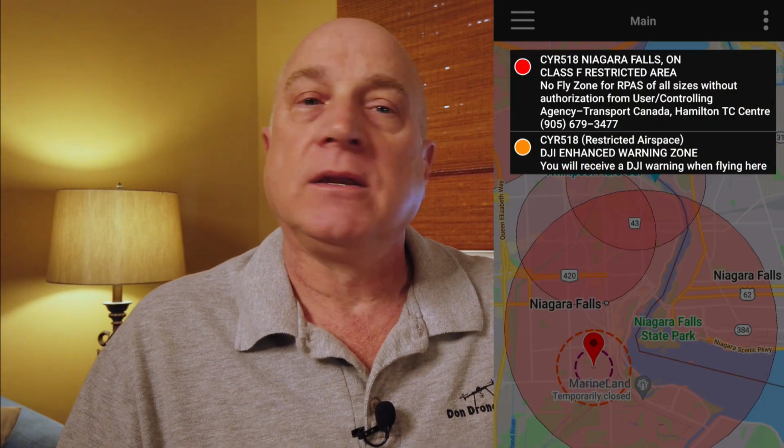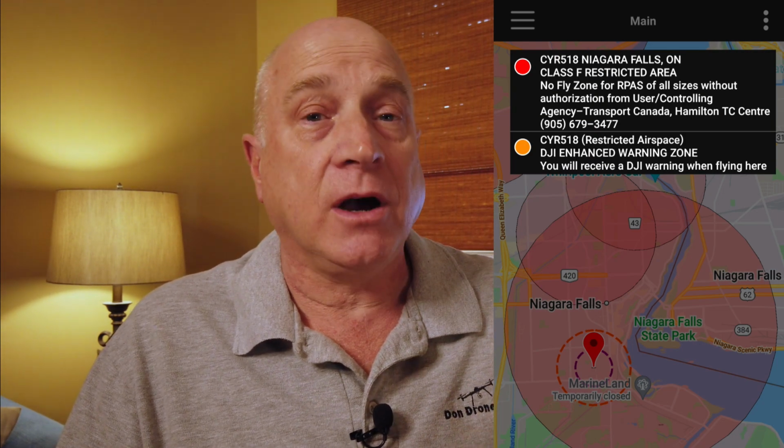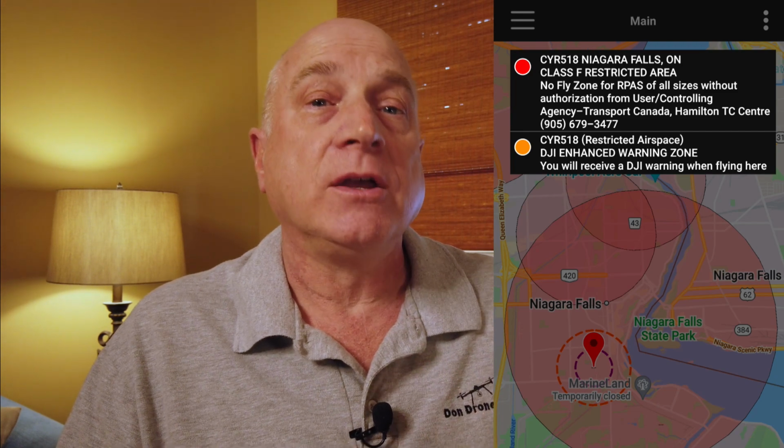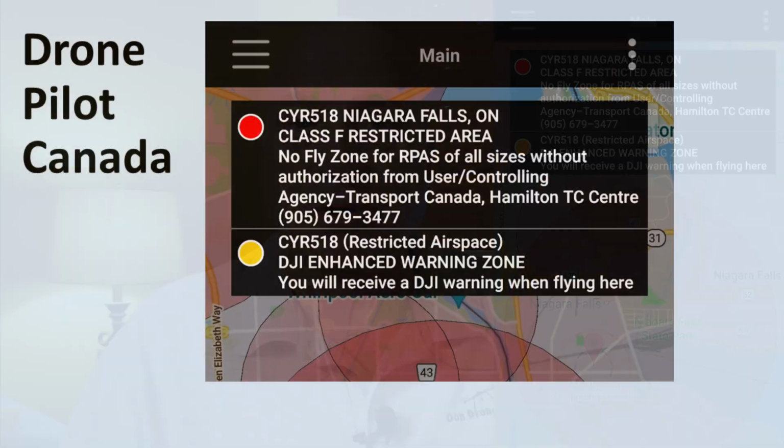So then we come to Class F restricted zones, and these are the nasty ones. And they're no-fly zones for all types of drones, including the sub-250-gram drones like the Mini or Mini 2. Absolute no-fly zones. Class F restricted zones have numbers starting with CYR, R for restricted, and exist around places like Parliament Hill, Niagara Falls, and larger prisons.